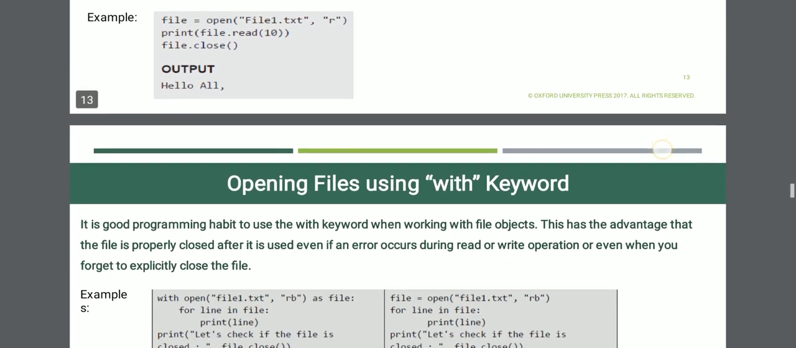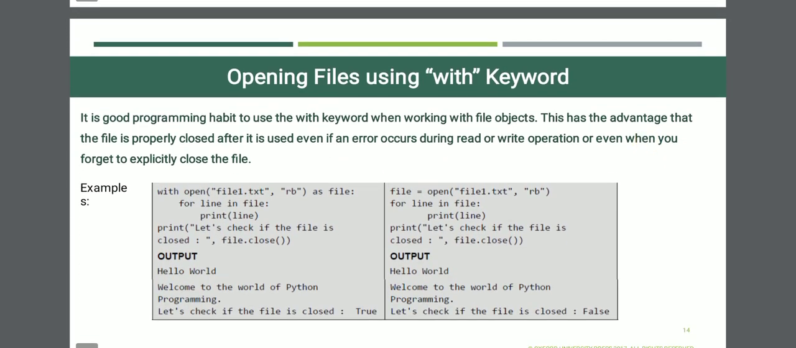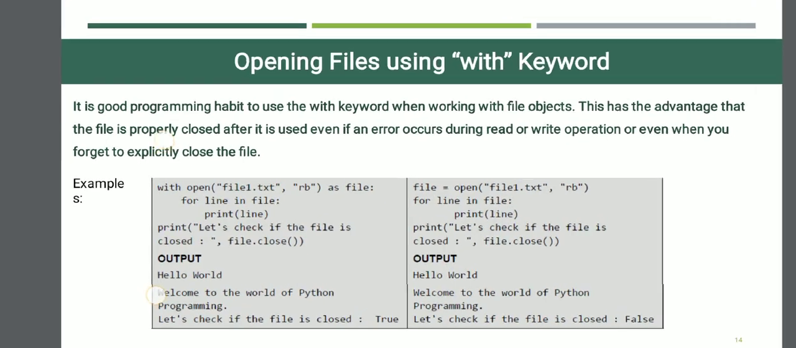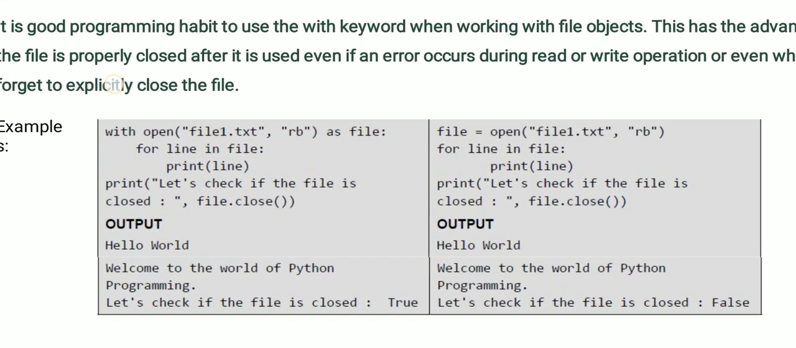characters. The next one is opening files using the with keyword, which we have already seen. So here is the example, we will see it again. Two examples are present, one using the with keyword and one without using the with keyword. Let us see the first one, with open. We open the file by using the with keyword.